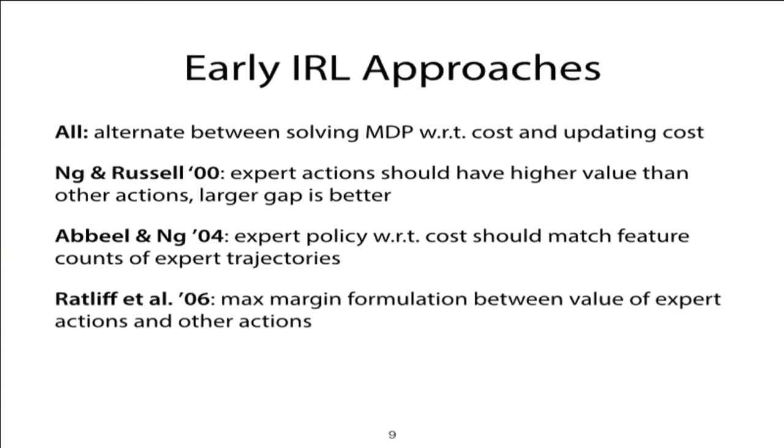And then another formalism was introduced in 2006 by Nathan Ratliff, and this was more similar to the original formulation, and it used a max margin formulation between the value of the expert and the value of the expert actions and all the other actions that you might take.